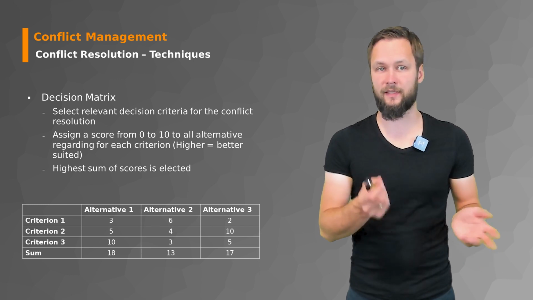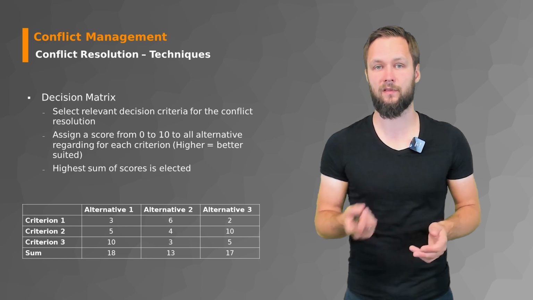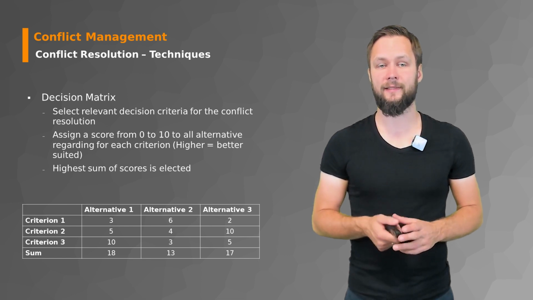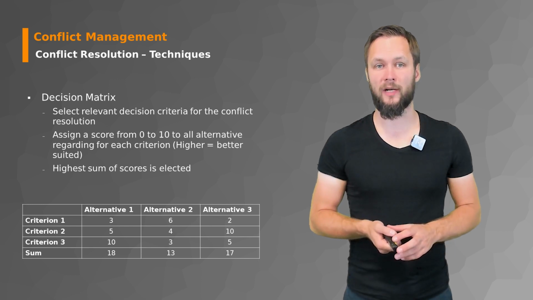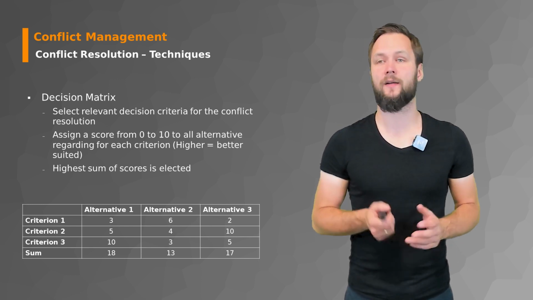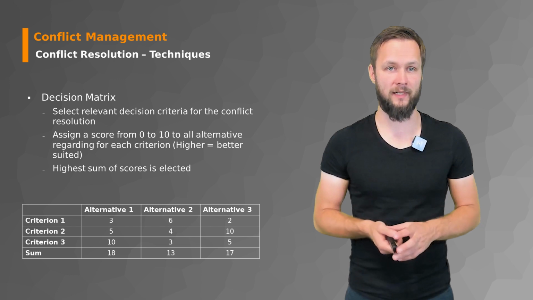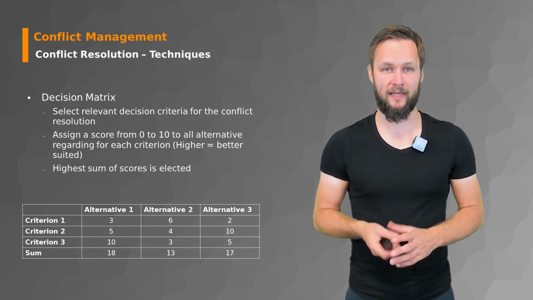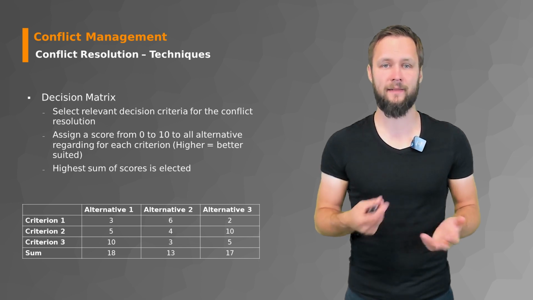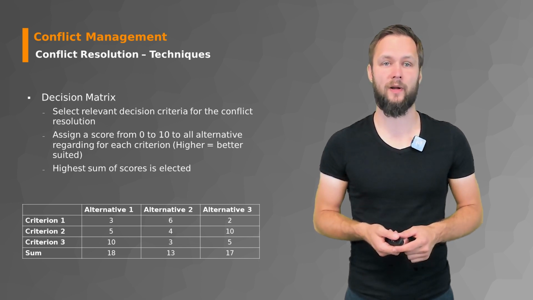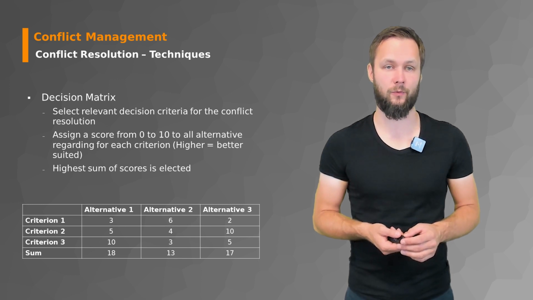So we have, let's say, 3 criteria in this example, 3 alternatives, and you grade them on a scale from 0 to 10. Obviously, 0 to 10 is a random scale. You can also do 0 to 5, 0 to 100, 0 to 1 million. Those are just example numbers here. 0 to 10 often makes sense. And then, in this example, alternative 1 wins because 18 versus 17 versus 13 points in the overall sum.